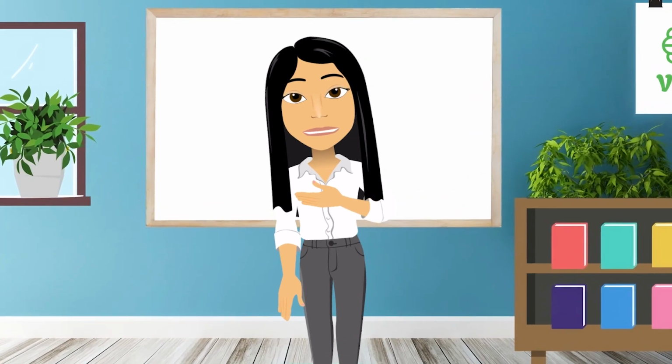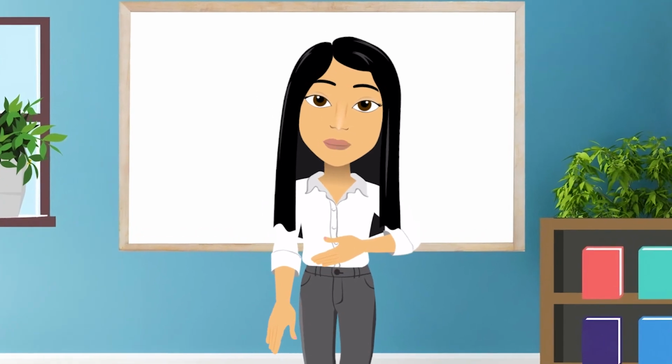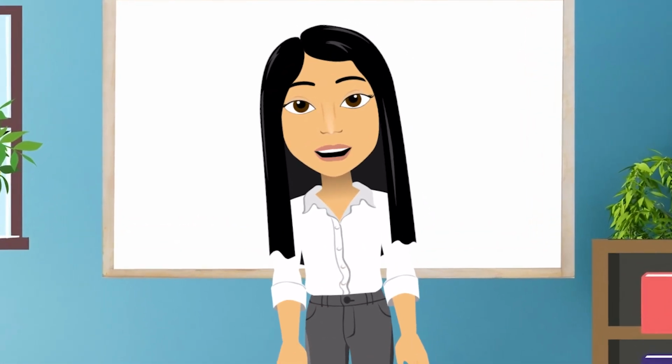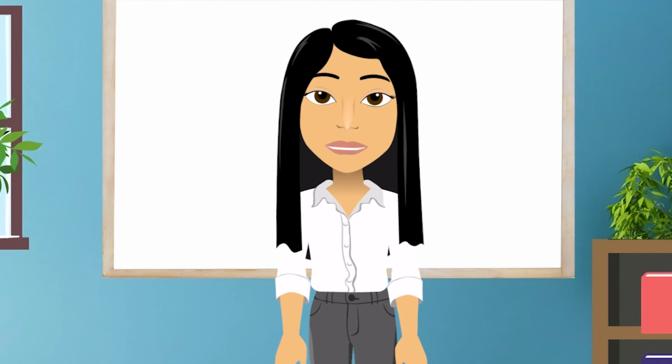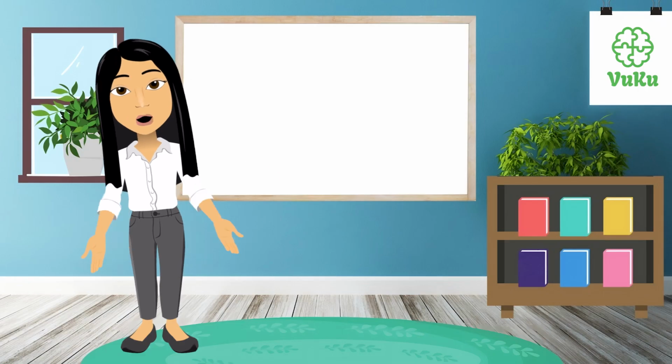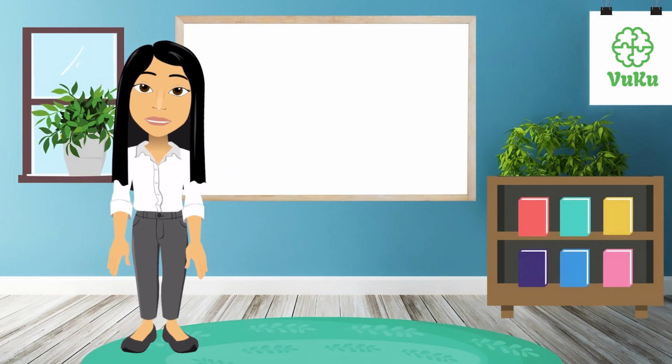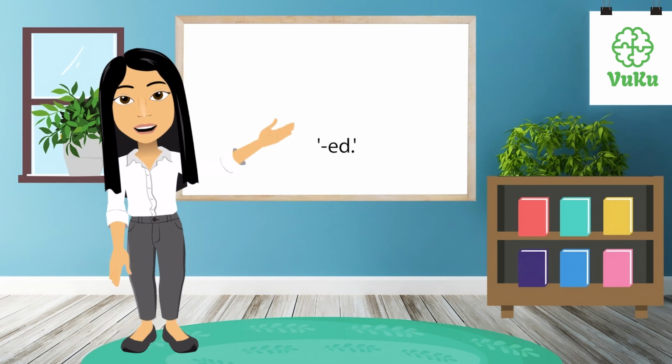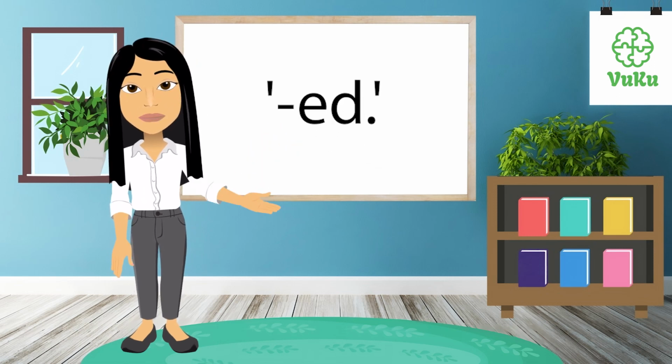The English language can be very confusing, especially when it comes to pronouncing words. Some letters are silent and some letters are pronounced differently depending on how they are written. Today we're diving deep into the world of pronunciation, focusing on those tricky past simple verbs ending in ed.